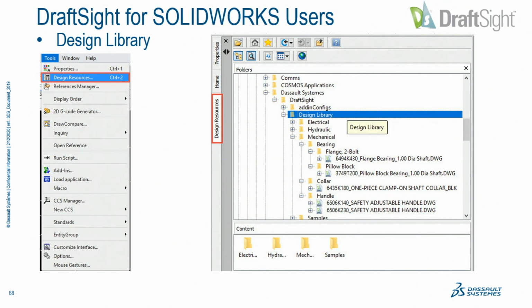Here's where your design library is located. I just wanted to point that out so you know where that is. You can press Control-2, that'll get you to this location that you see right here. And here's your design library. You'll see electrical, hydraulic, mechanical, there's some stuff in there. I added the bearing in there just to show you that you can add your own stuff. It's a block in there and you can add it and do whatever you want.